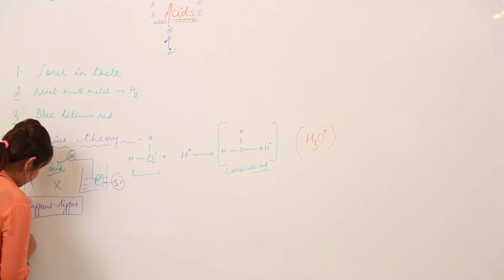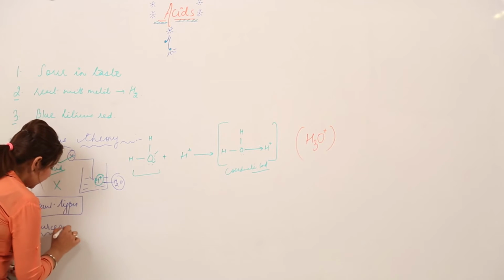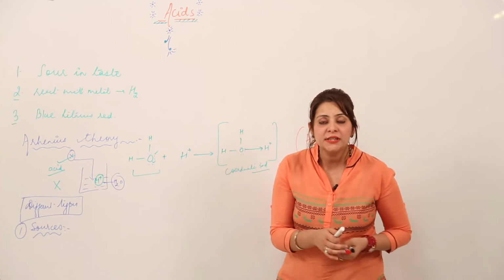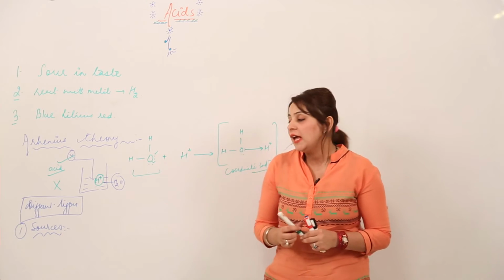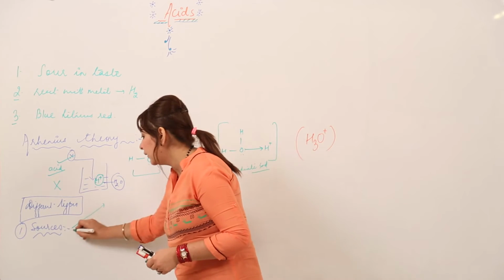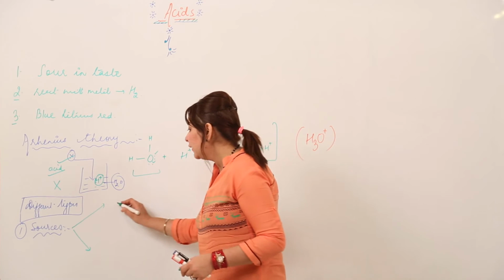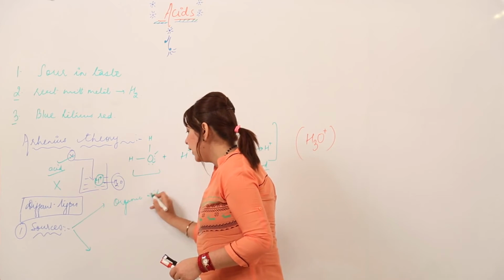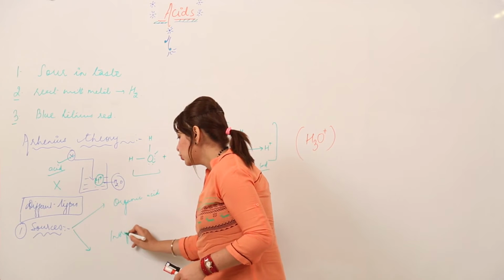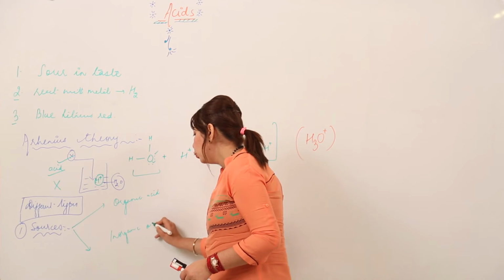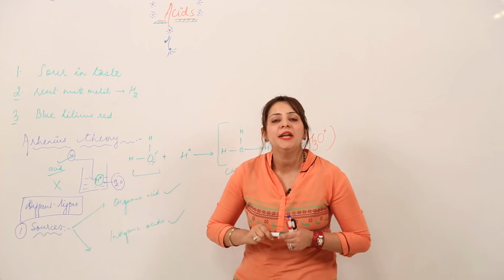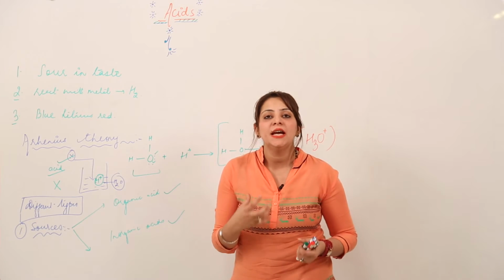Now, the different types of acid are classified on the basis of sources, because we get acids from different sources. Depending upon the sources from which we get the acids, they are categorized into two categories. So, what are those two categories? They are organic acids and inorganic acids. So, we have got two categories, organic acid and inorganic acid, depending upon the source from which we get an acid.